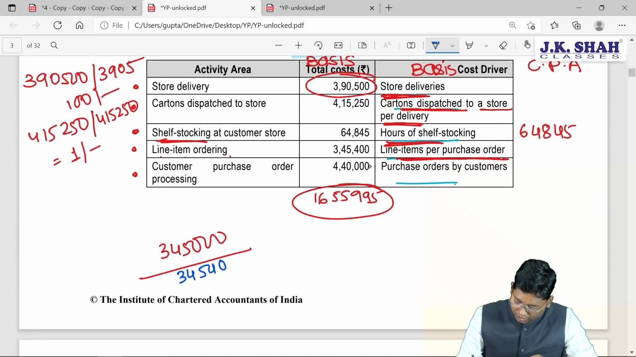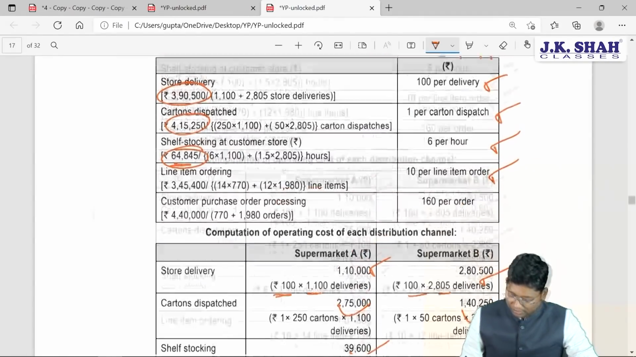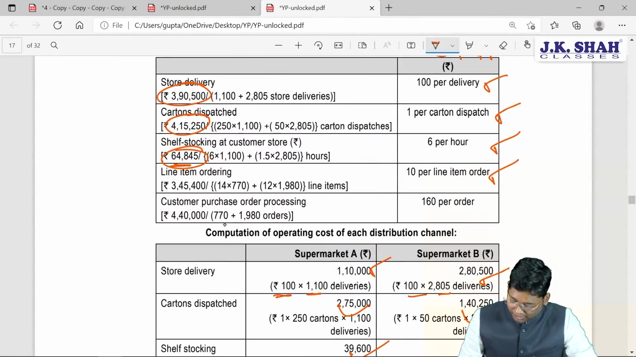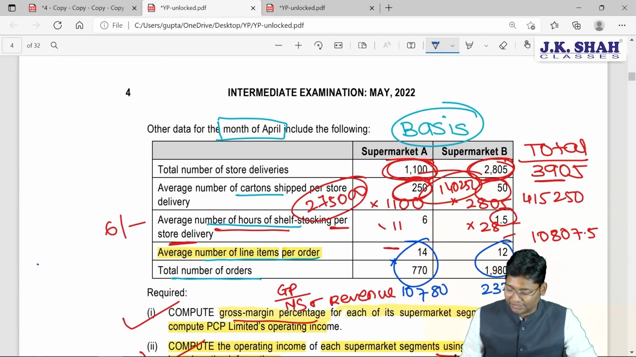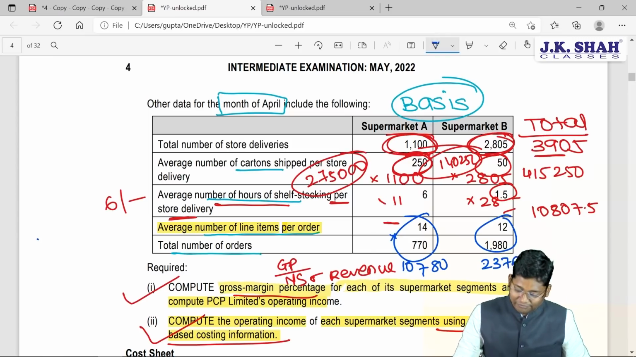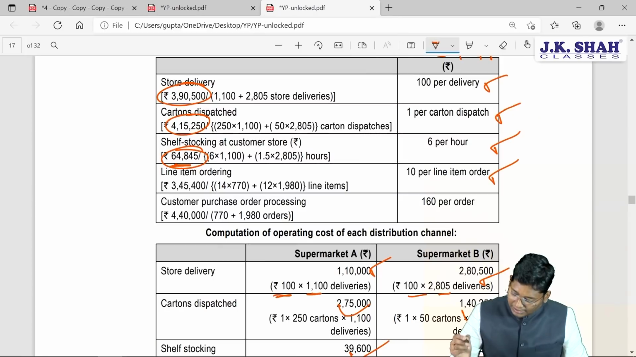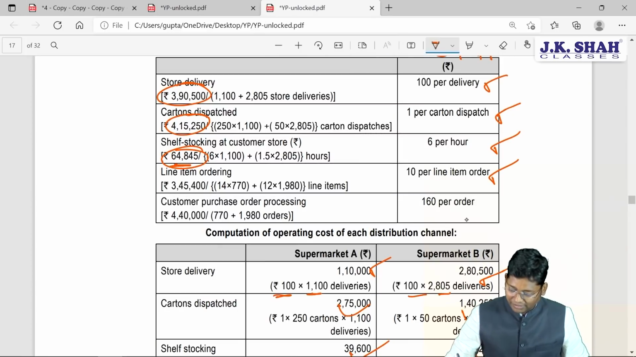They have given total customer purchase order processing cost amounted to rupees 4,40,000, and purchase orders by customers is the basis which we have to consider. When you divide this 4,40,000 by the customers processing orders total, that is 770 and 1980, which was given here, by adding 770 and 1980, you are going to get total 2750 orders. Correct, no? Now, if you divide this 4,40,000 by 2750, you will be getting 160 per order rate.